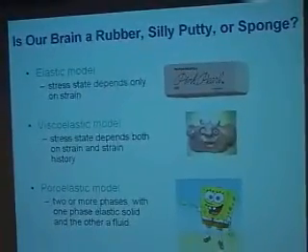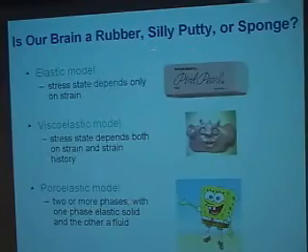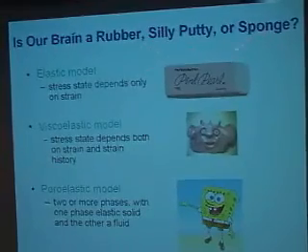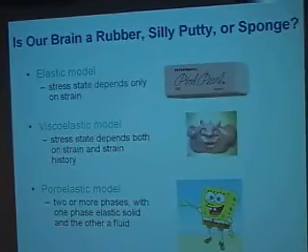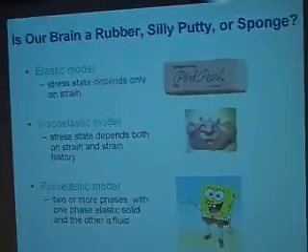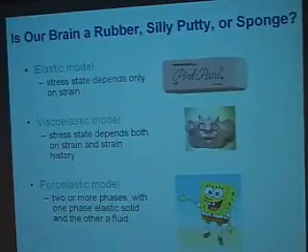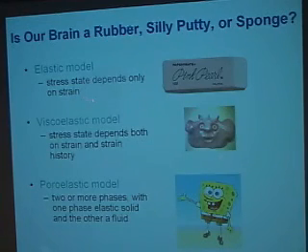Some people say it's rubber, some people say no, it's silly putty, some people say no, it's sponge. It really depends on the stress and strain. Strain is the amount of deformation. Stress is the corresponding force. Elastic means like a spring: the more you compress it, the more force you need. The viscoelastic model says basically the same thing. The more you compress it, the more force you get.